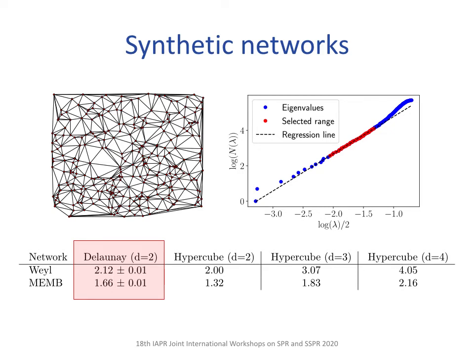As synthetic graphs, we consider the Lonely graphs and the hypercubes. For both, we know the ground truth dimension. It's 2 for the Lonely graphs, while for the hypercubes, we consider graphs of dimension 2, 3, and 4. This table here in the slide shows the estimated dimension by our method and MEMB. And we can see that our estimates are consistently closer to the ground truth, while MEMB tends to underestimate.